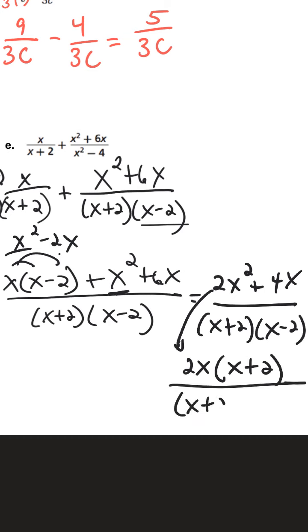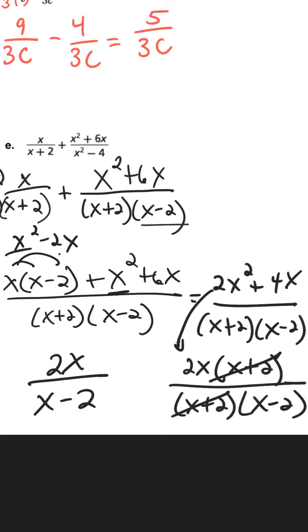And this will allow me to be able to cancel at least one factor from the top and the bottom, which is x plus 2. This is my end result. The name of the game is really factoring here. Let's try some more.